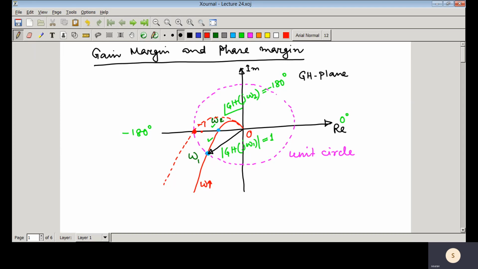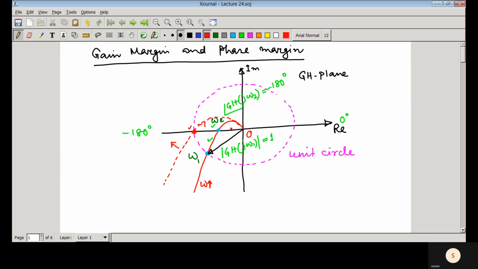So if we just increase that gain further, then what happens? This plot will be shifted towards left. So then there would be one encirclement of that critical point. And whenever there is one encirclement of that critical point, then you can see from the Nyquist stability criteria that N and P would be different. That means that system, closed loop system, would be unstable.